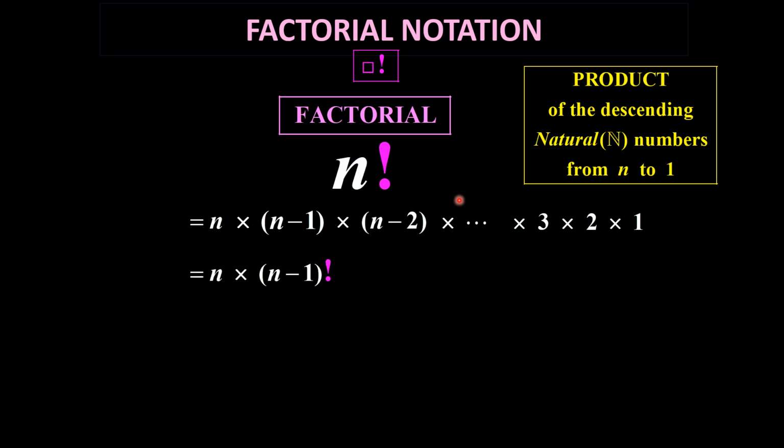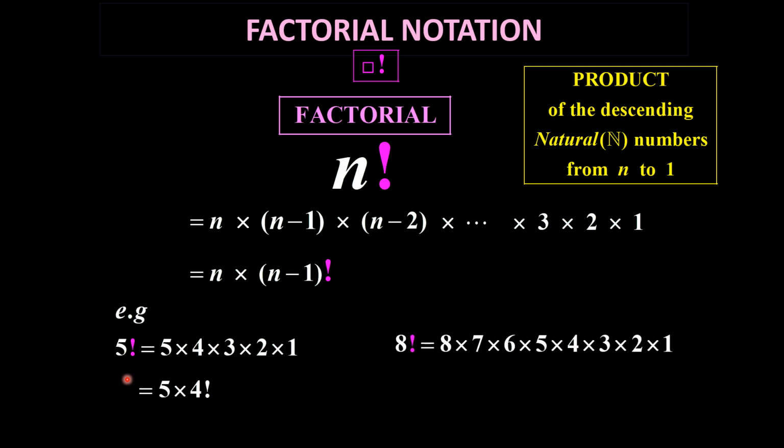We can also write that as n times (n minus 1) factorial. There's the n, and this part here is actually (n minus 1) factorial. For example, I've got 5 factorial, so we start with 5, then descending, it's 4 times 3 times 2 until we get to 1. That could also be written as 5 times 4 factorial, and you see this 4 times 3 times 2 times 1 is actually 4 factorial. Similarly, 8 factorial is 8 times 7 times 6 times 5 times 4 times 3 times 2 times 1, which can also be written as 8 times 7 factorial.